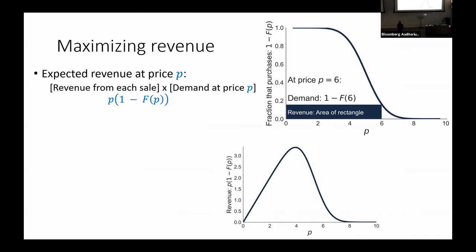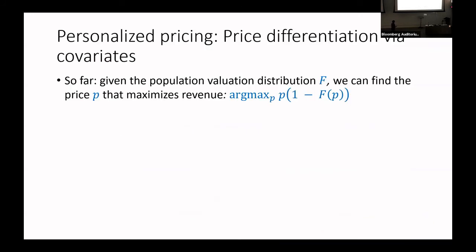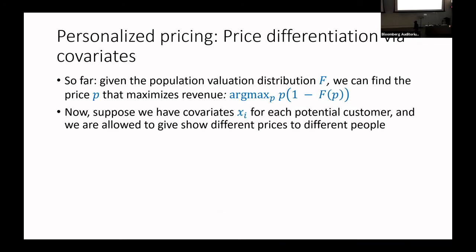Any other questions here? Okay, so what would you do with personalized pricing? So far, we've assumed that we have some population distribution F, and we find the single price that maximizes revenue. But now let's instead suppose that we have covariates for each person. You can think about demographic covariates, income, location, whatever. And you're allowed to give different prices to different people.